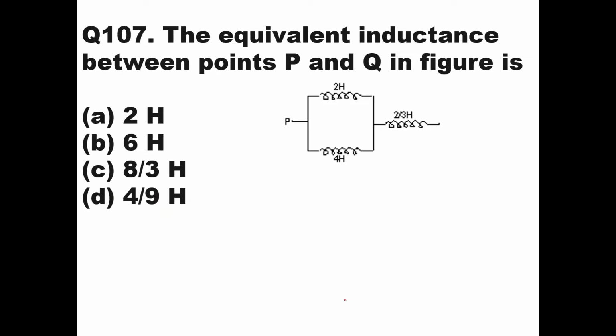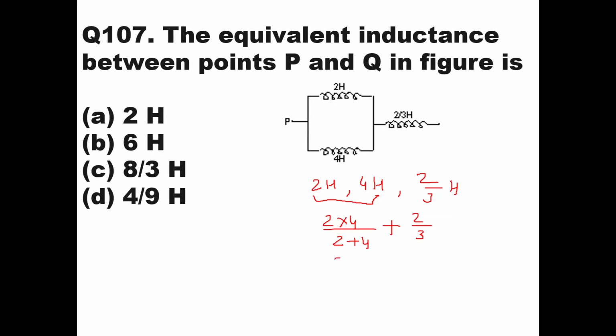Okay, then we'll go to the next question, question number 107. The equivalent inductance between the points P and Q in the figure is how much? Okay, so here we see we have three inductances. One inductance is 2H, another inductance is 4H, and another inductance is 2 by 3H. Now these two are in parallel, 2H and 4H are in parallel. So if you take the equivalent of that, it will be 2 into 4 upon 2 plus 4. This will be in series with 2 by 3.